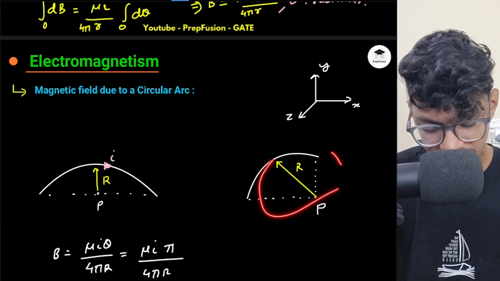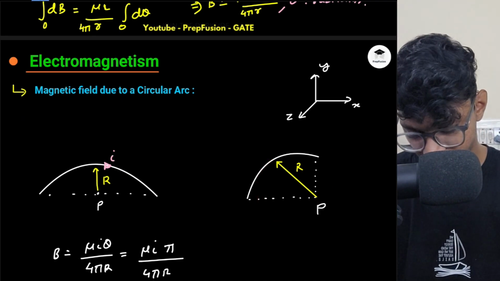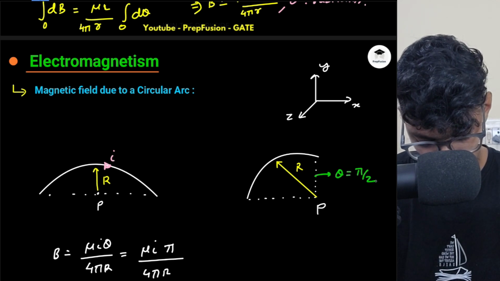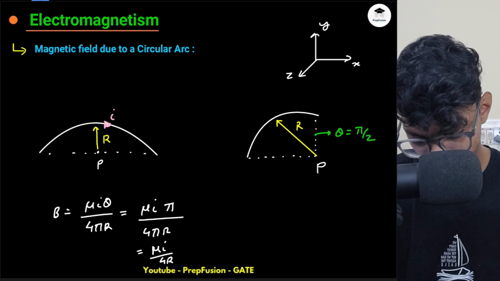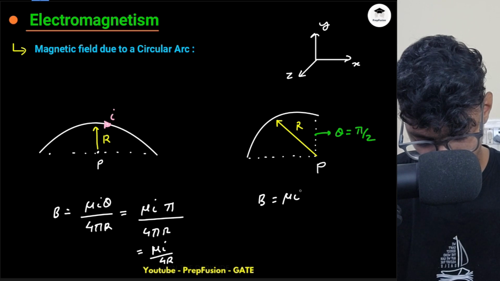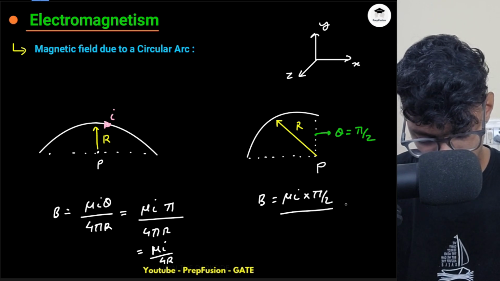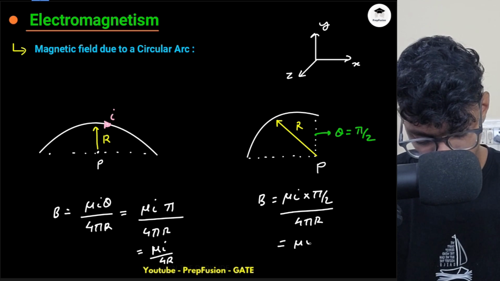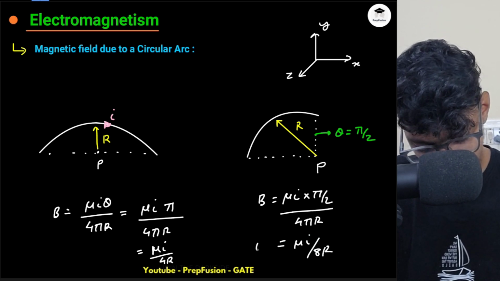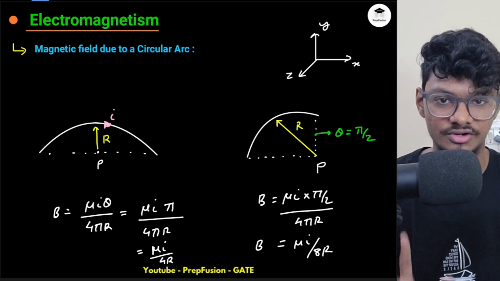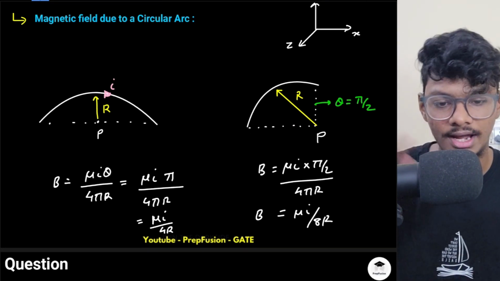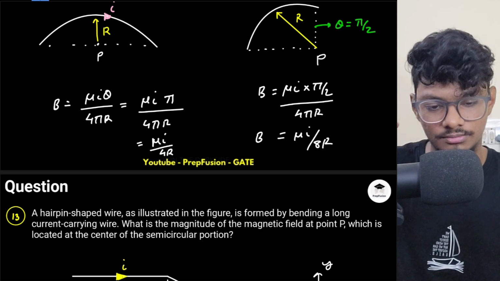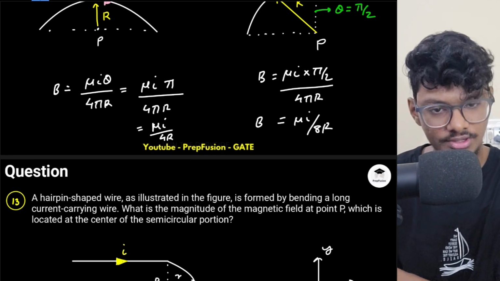Now for a quarter circle, what is happening? For a quarter circle, theta here is pi by 2. So if theta is pi by 2, what I will do? I will just replace that. So it will be mu I into pi by 2 divided by 4 pi capital R. So this comes out to be mu I by 8r. So these type of questions can come. Simple, easy questions. You have to find out the magnetic field due to an arc. And an arc can have many cases: quarter circle, half circle, semicircle, or 3/4 of a circle. Anything, right? You can have anything.